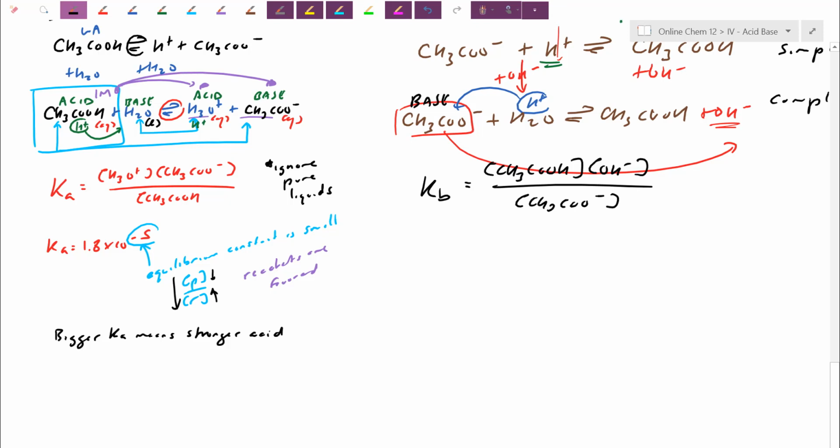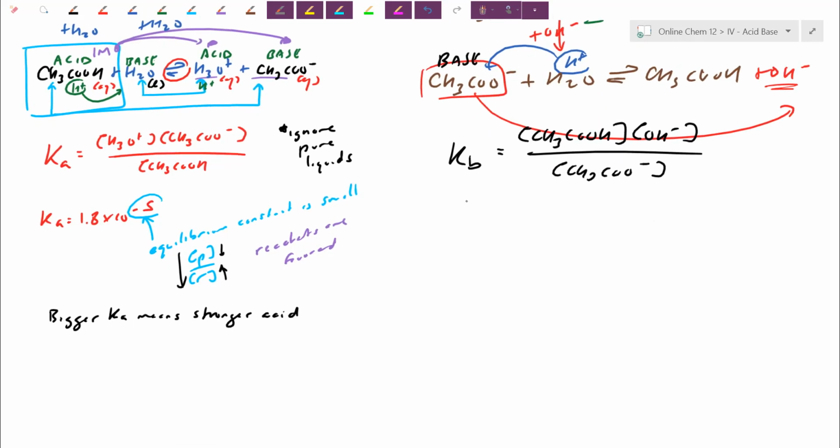So again, if you know this expression here, you would know the value. Again, on part 2 of this chapter, we're going to use ICE tables. We're actually going to need to do a lot of the math. But there we go, we can actually find the Kb value.